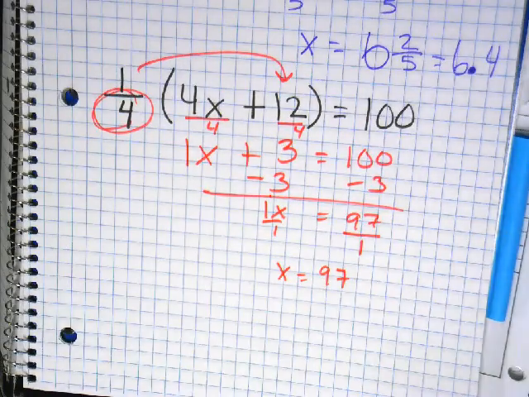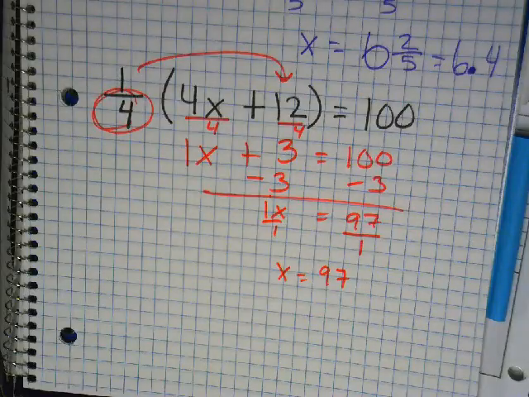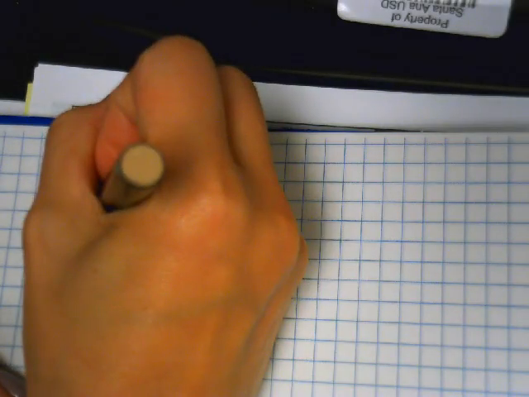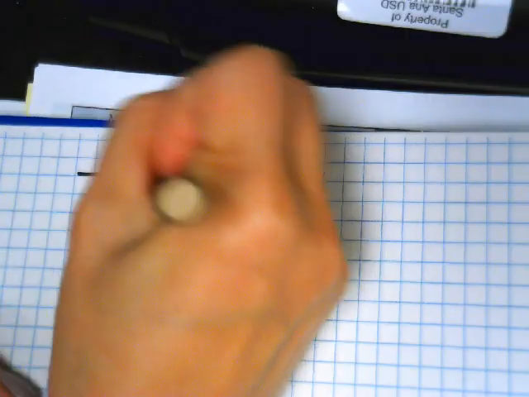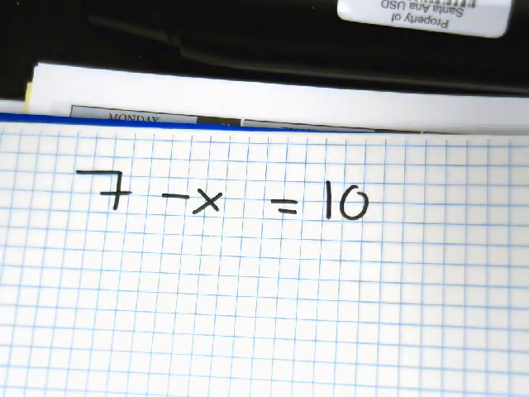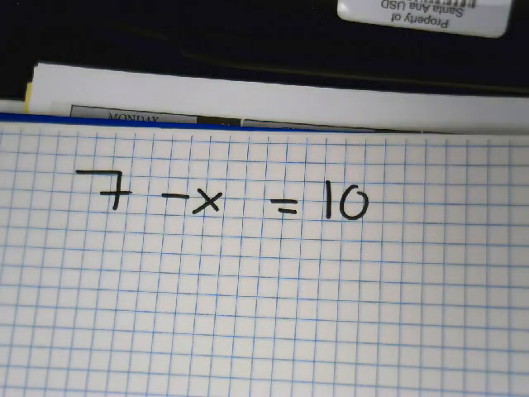Okay. Are we okay with this? Okay. I'm going to teach you something that I kind of forgot to teach you before. Let's go back to... Ooh. 7 minus x equals 10.